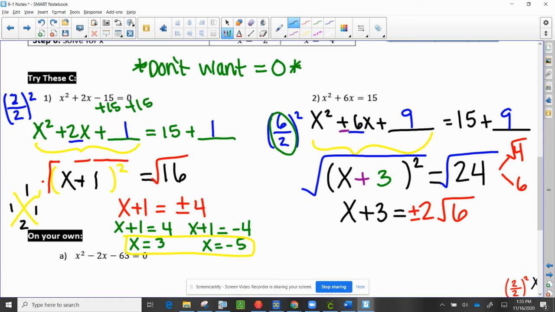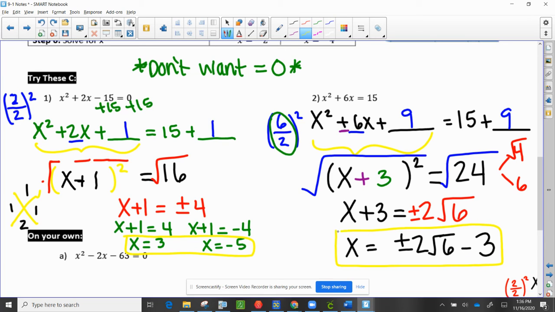But if I subtract 3 on both sides here, we're going to get plus or minus 2 root 6 minus 3. Now this 3 doesn't have a radical, so we technically cannot add or subtract these. It's going to be left just like this. So you have plus or minus 2 root 6, which again I got from reducing the radical of 24. And then I just subtract the 3 over to get x by itself, and I'm done.